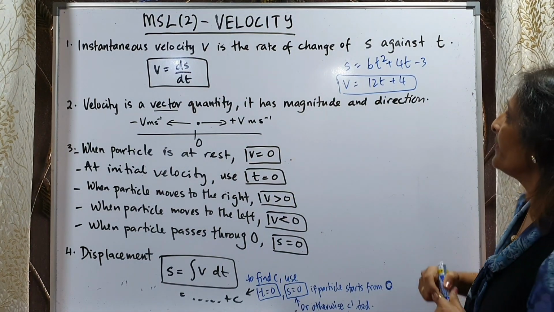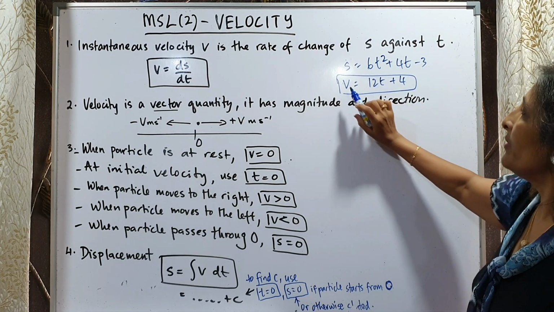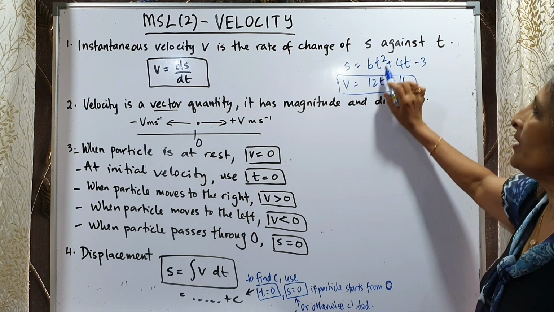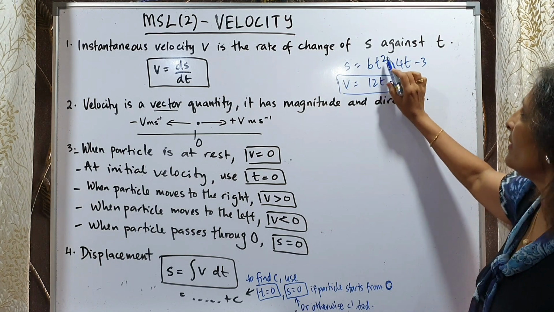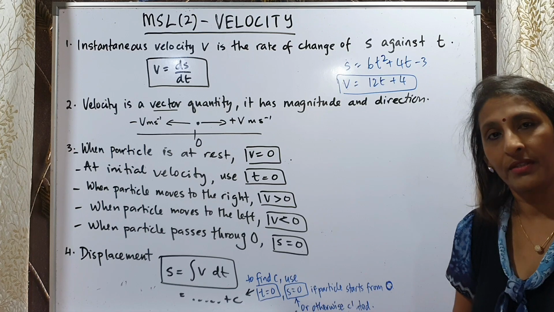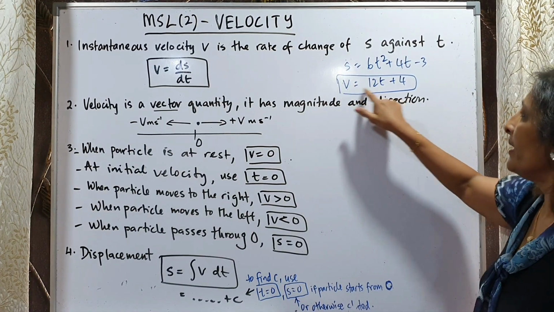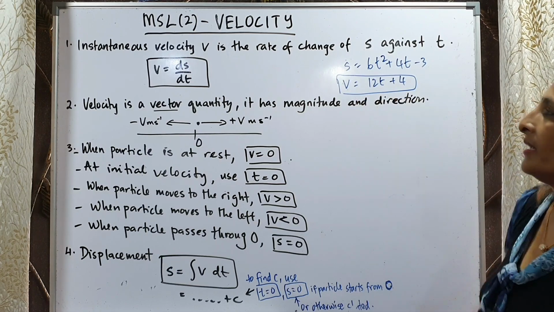Alright, let's look here. If, let's say, you're given a displacement equation and you want to find velocity, you just do ds/dt, differentiate this one, so you get 12t plus 4, right? So this is your velocity equation. And velocity is also a function of time. So it comes in an equation like this.